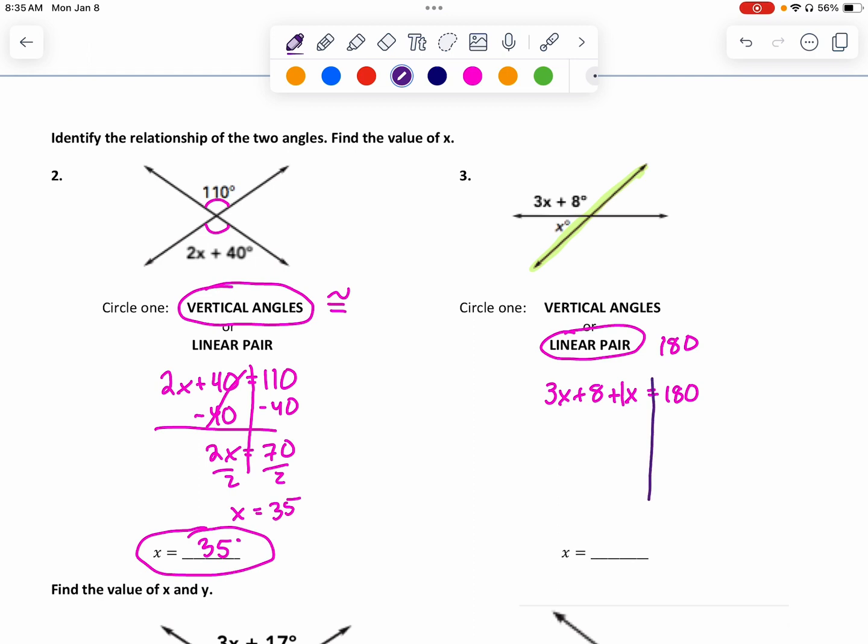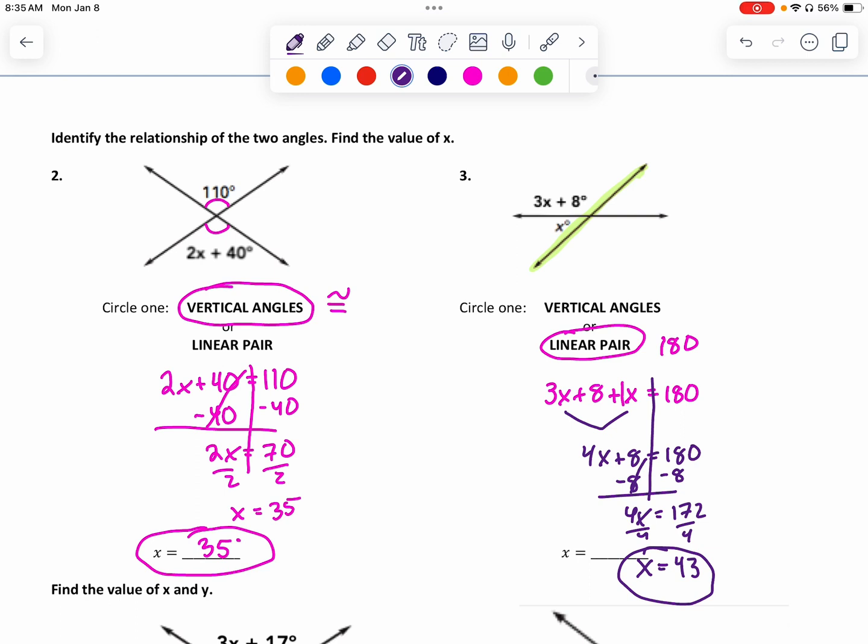So when I solve, I have x's on the same side, so I can combine like terms. So add them together, and then rewrite what's left, and then solve like normal. So minus 8, 4x equals 172, divide by 4, and we get x equals 43.